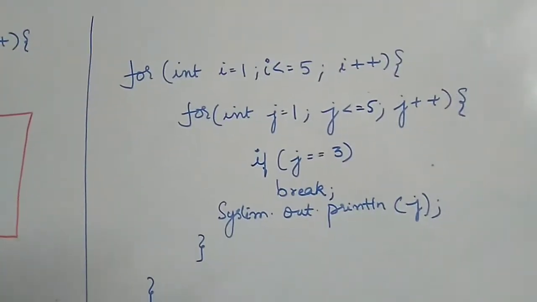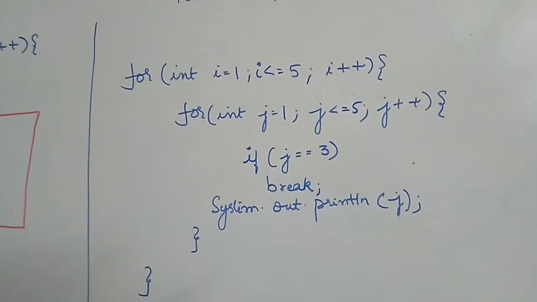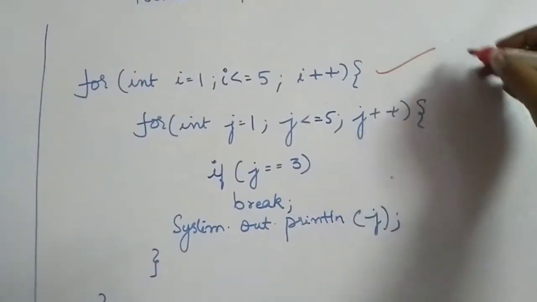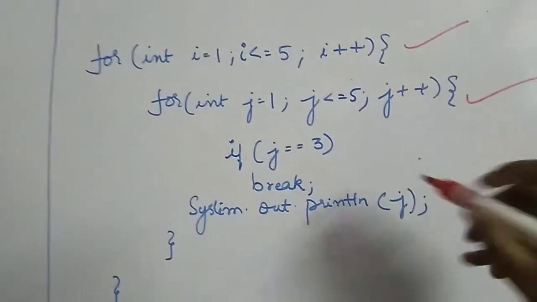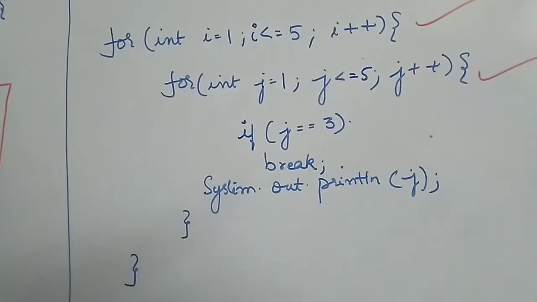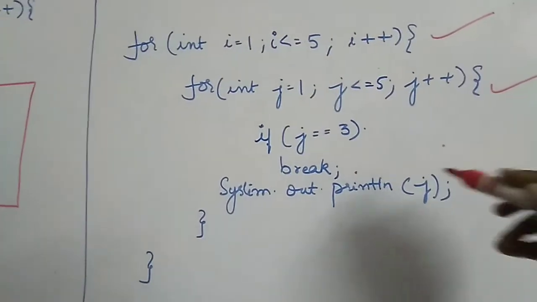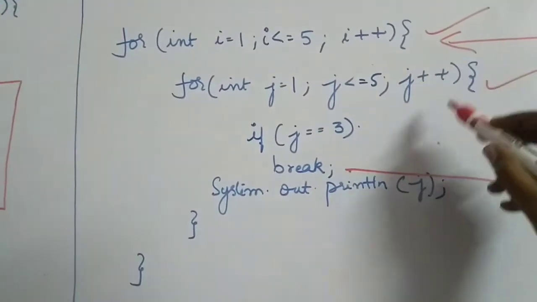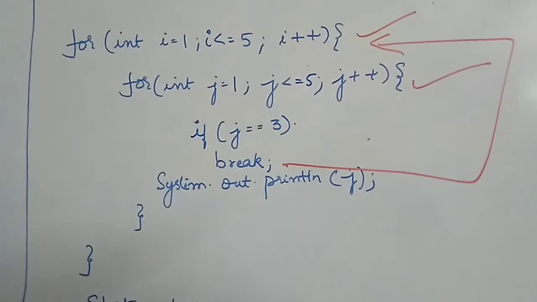Here there are two loops. i is iterating from 1 to 5, for 5 times. This is the outer loop. j is the inner loop. And whenever j becomes 3, we are asking it to break. Because we have given this break in the inner loop, once this inner loop breaks, the control goes to the outer loop. Only the inner loop is broken.